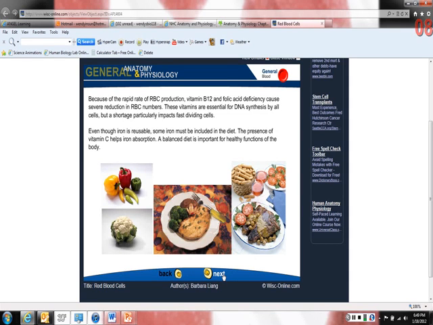Because of the rapid rate of red blood cell production, vitamin B12 and folic acid deficiency cause severe reduction in red blood cell numbers. These vitamins are essential for DNA synthesis by all cells, but a shortage particularly impacts fast-dividing cells. Even though iron is reusable, some iron must be included in the diet. The presence of vitamin C helps iron absorption. A balanced diet is important for healthy functions of the body.